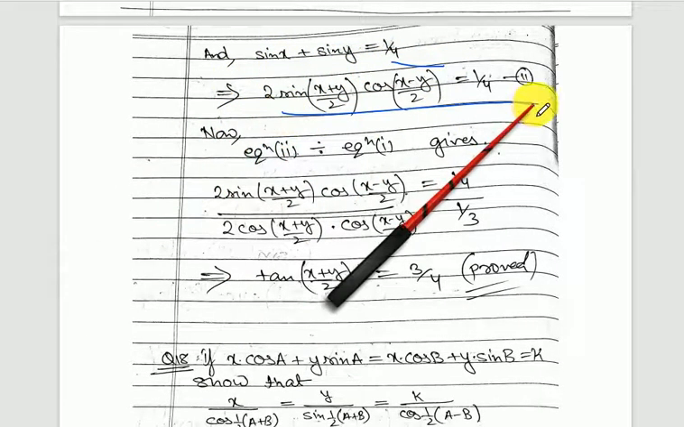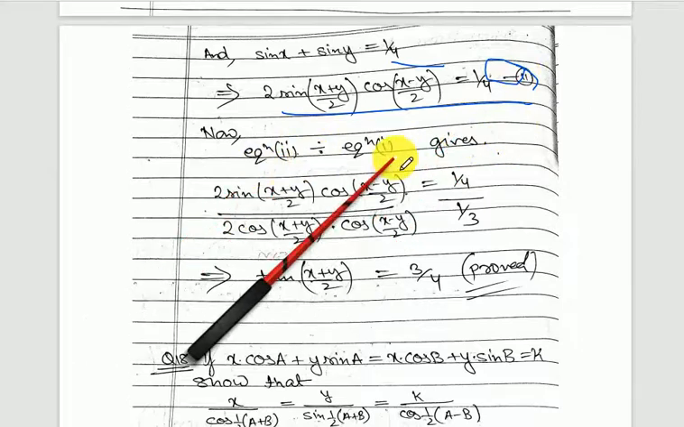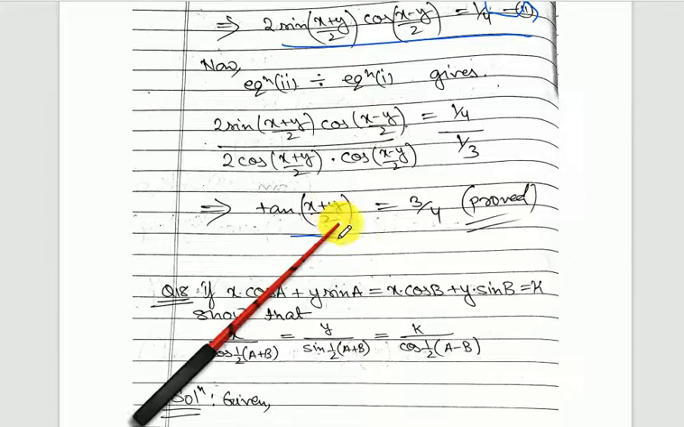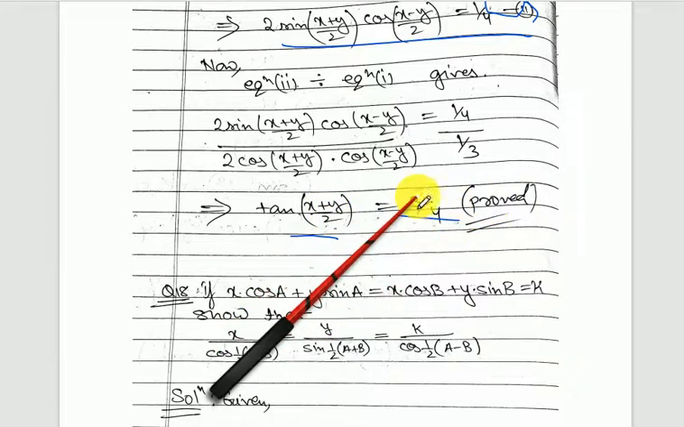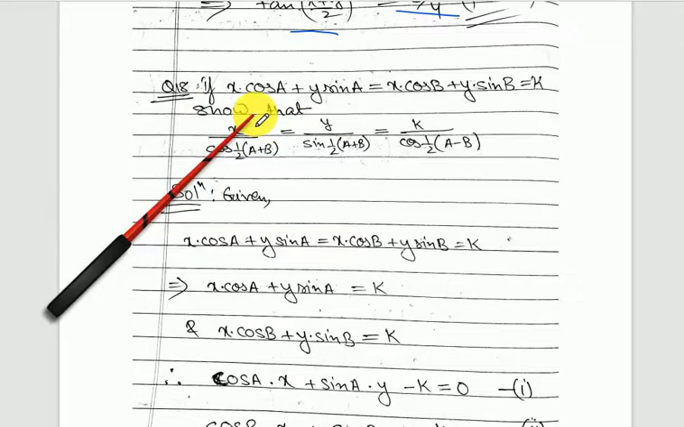So we'll get this, put this as equation 2. Then divide equation 2 by 1 and you will get tan of (x plus y) upon 2 equal to 3 by 4. Proved. Question number 18.